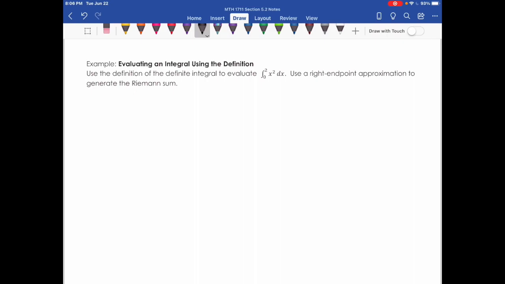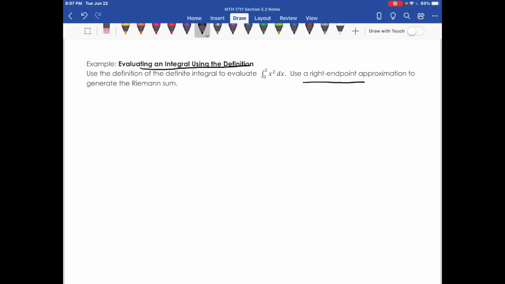Now let's work through our first example, evaluating an integral using the definition. So this is the key. We're going to use the definition, and this is going to be a right endpoint approximation. Now, just like we found the derivatives using the definition way back when, and it was kind of long and drawn out, and then we found shortcuts. That's what we're going to do here. We're going to go through this the long way so you can see how it works, and then we can start using the shortcuts. So right now we're going to use the definition.